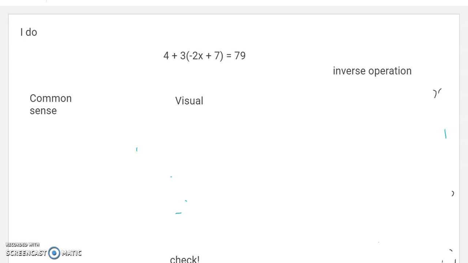So when I look at this one, I see that I have a distributive property situation, and I also see that I have something that's going to be able to be combined. So I need to do that. I'm not going to try to common sense this. I'm just not. So time to draw a visual strategy first. Here I go. I'm going to draw just what I see here.